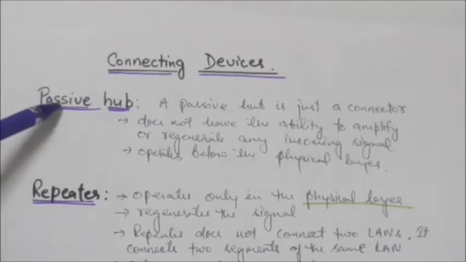So first of all we will study about passive hub. So what is this passive hub? This passive hub is just a connector and it connects the wires coming from different branches. It does not have the ability to amplify or regenerate any incoming signal, right? And this device passive hub operates below the physical layer.